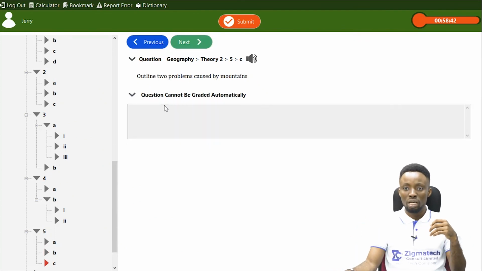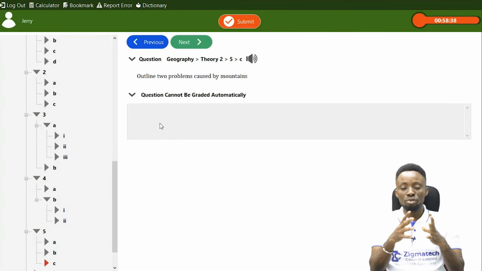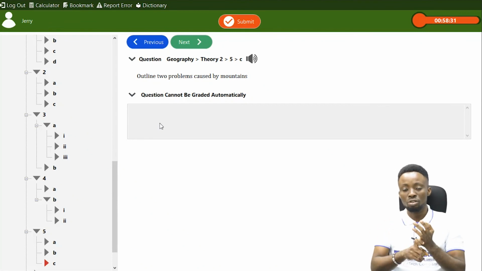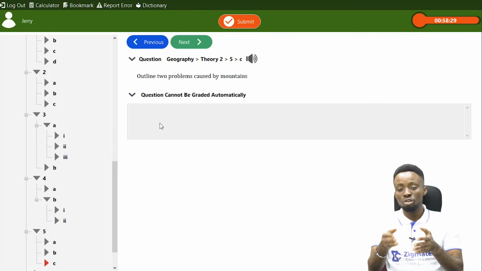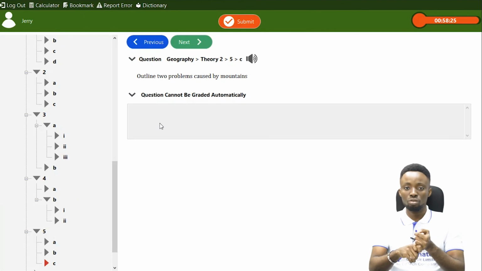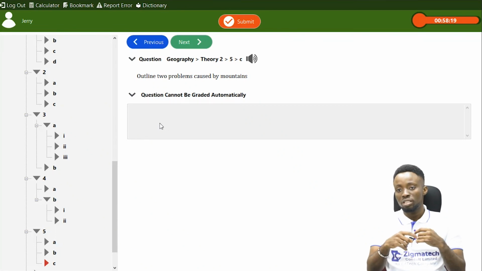And also, outline 2 problems caused by mountains. Now, the first problem caused by mountains is that mountains act as a barrier to communication. They affect the construction of roads, railways, and even the telecommunication networks. And also, mountains occupy large areas of land that can be used for either agriculture or for human settlement.